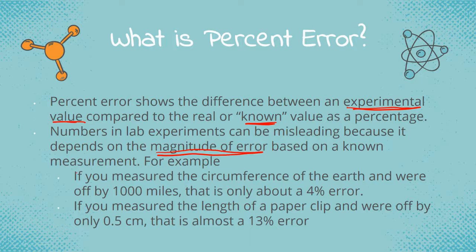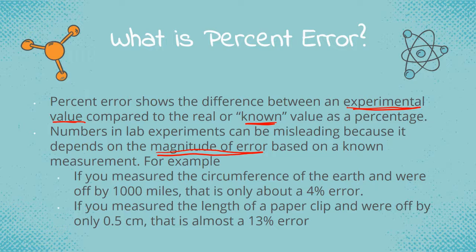For example, let's just talk about the Earth. If you measured the circumference of the Earth and you are off by 1,000 miles, that's a huge amount, right? But in reality, that's only a 4% error because of the magnitude of the size. But let's say you measured the length of a paper clip and you were off by only half a centimeter, that's almost a 13% error. So keep in mind, there's huge differences just based on what you're actually trying to measure.